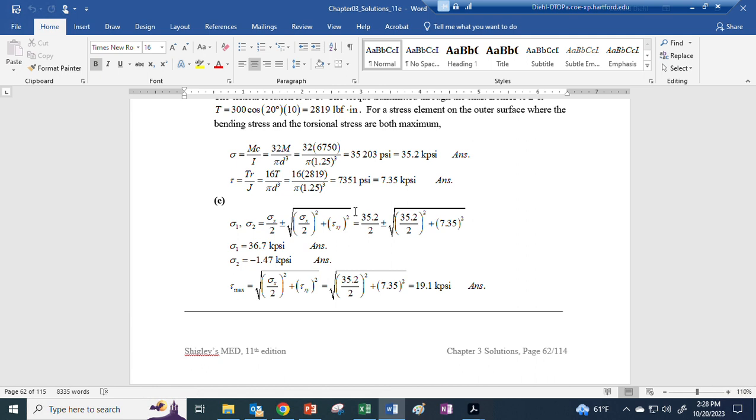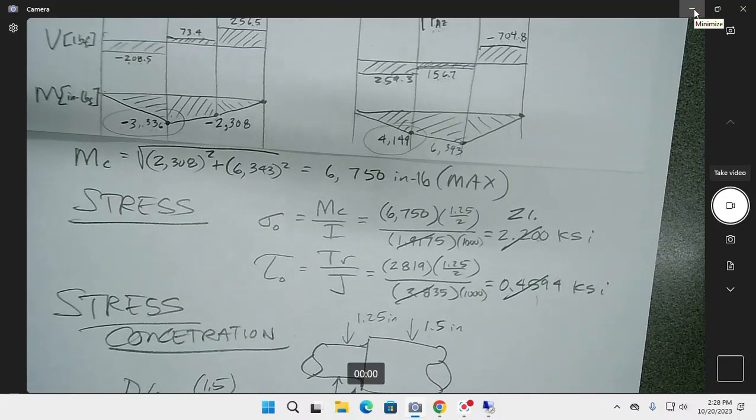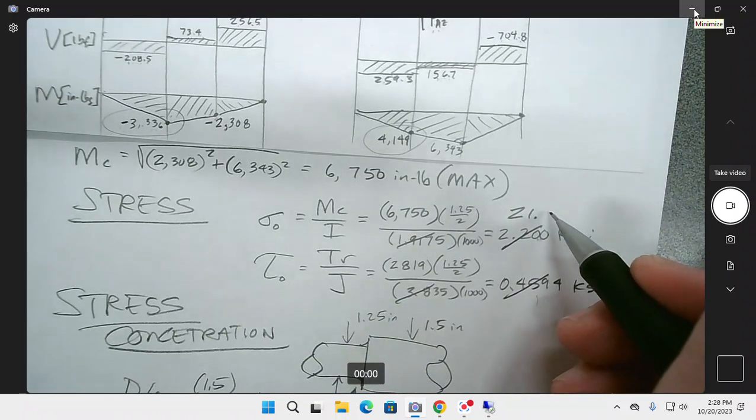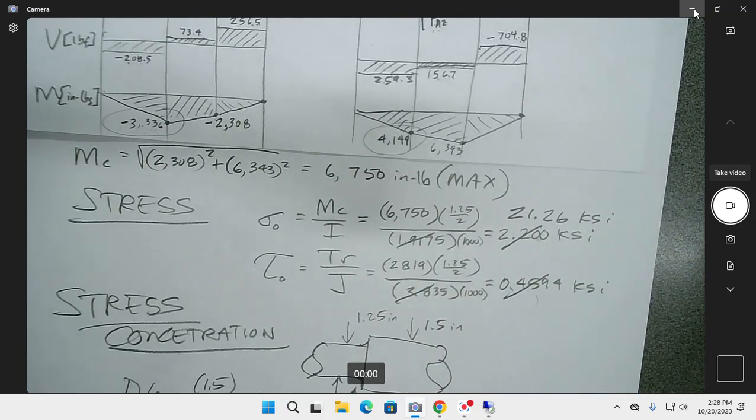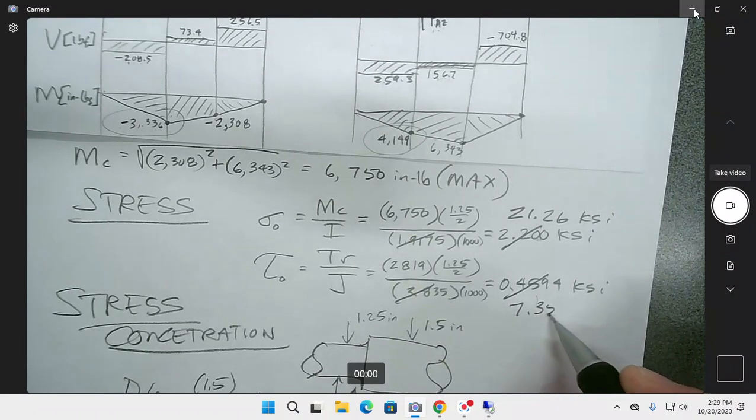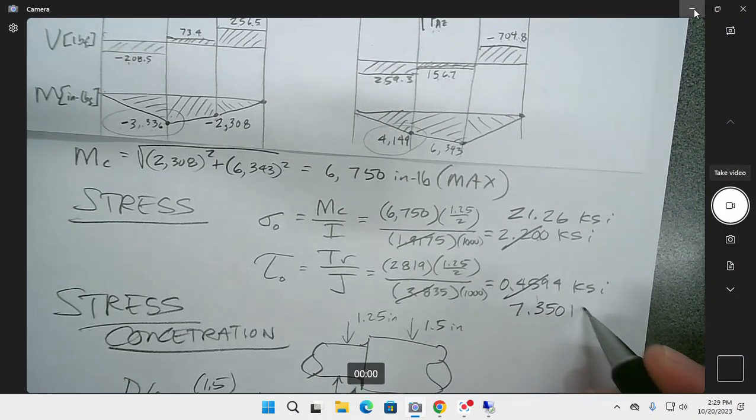Yeah, there you go. I got 21 point. Well, you can't see what you're writing down. 21.26 KSI. And this is 2819. I'm not going to fix all the numbers. I just want to double check that we got everything right. All right, so that's 0.2397 divided. So I got like 7.35 KSI.